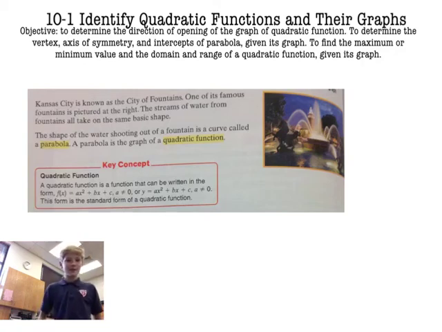Alright, today's lesson is identify quadratic functions in their graphs.